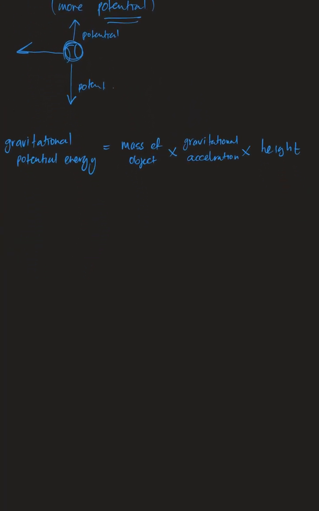So if I think of gravitational potential energy, the symbol we use is capital letter E, subscript P. And if you look at older textbooks, you might see them use the letter U, capital letter U. Is equal to mass. The symbol for mass is M. The symbol for gravitational acceleration is g. And for height, it's h.